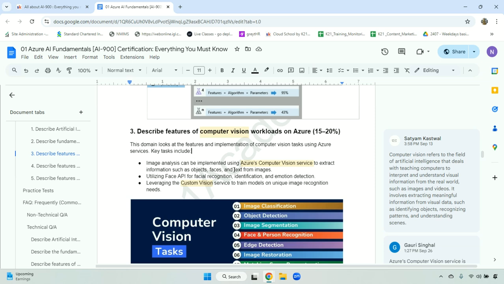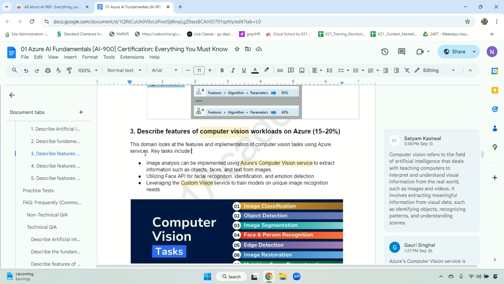image analysis, which can be implemented using Azure's Computer Vision service to extract information such as objects, faces, and text from images. Second is utilizing the Face API for facial recognition, identification, and emotional detection. Third is leveraging the Custom Vision service to train models on unique image recognition needs.